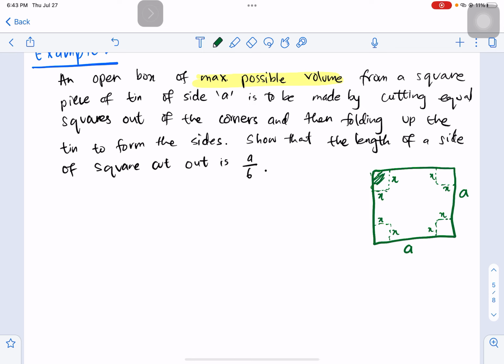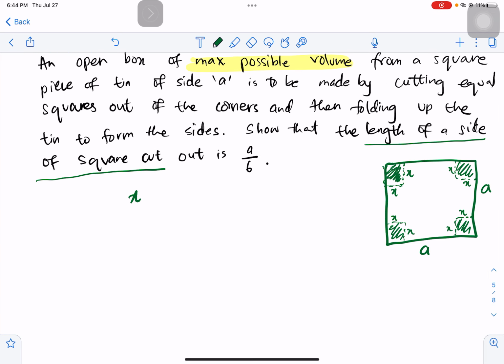So squares from the corners are being cut off so that you can make a box. Now if I fold this up, it will form a box, right? They are asking you to show that the length of a side of the square cut out is a over 6. So the length I have cut out is x here, so x should be equal to a over 6. So this is to prove here.